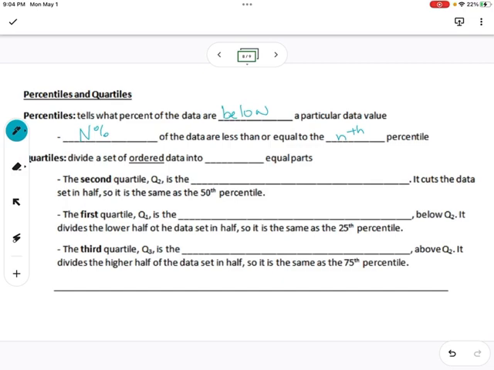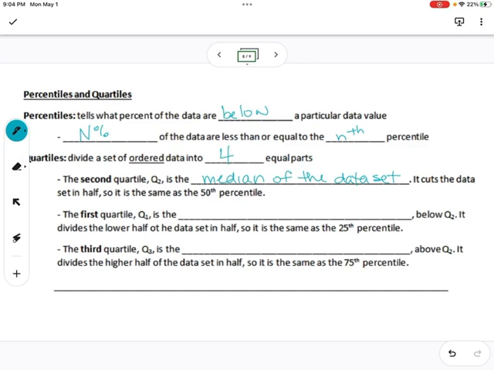And if we're looking at quartiles, this is when we divide a set of ordered data, meaning lowest to highest, dividing it into 4 equal parts. Now, the second quartile, Q2, is the median, so the middle number of the data. It cuts the data set in half. So it is the same as the 50th percentile.